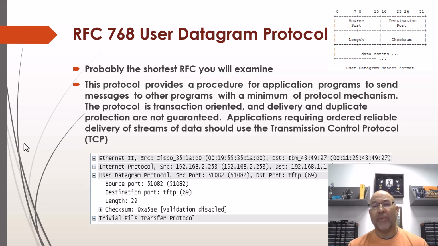We see UDP used in two places. One is anytime we've got a short conversation. So any service-oriented protocol, DNS, DHCP, TFTP, these are short control conversations, or where we have streams of data where we don't want to be bothered with error recovery. We don't want to keep track of all that.